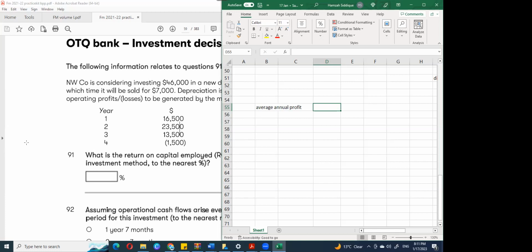Give me the answer, please. Only one person has sent me the answers. Add the 4 on the calculator. Divide by 4, the number of years. Average annual profit is 13,000. Thank you.